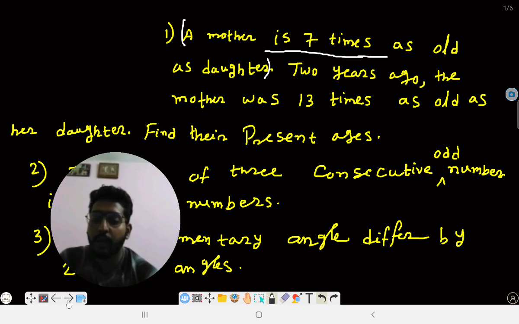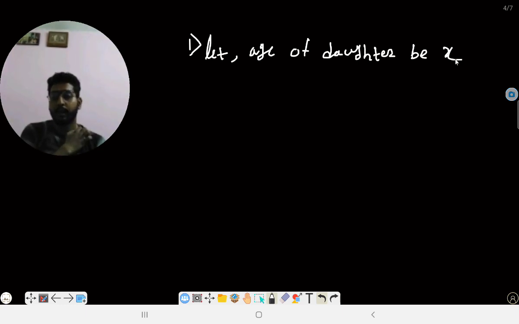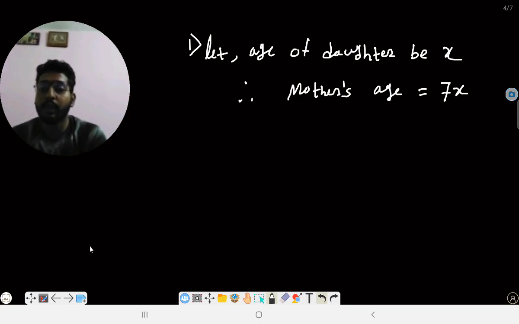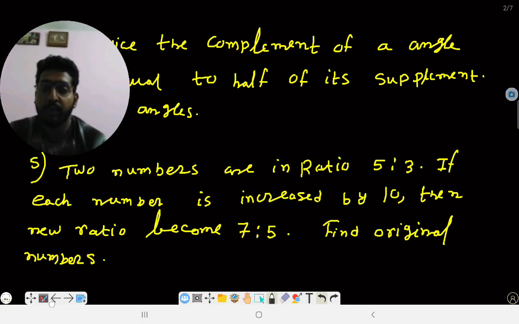So here the first step is that in question number 1, first we have to let the age of daughter be x. So this is the first line. The age of the daughter is here x. Now what will be the mother's age? Therefore the mother's age will be 7 times, that means 7x. This is the age of the mother. So from the first line we have the conclusion: the daughter's age is x, the mother's age is 7x. Done, first line.